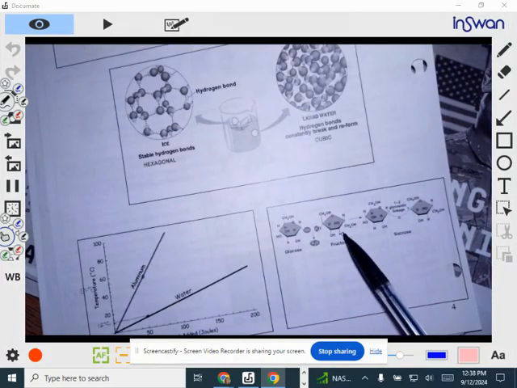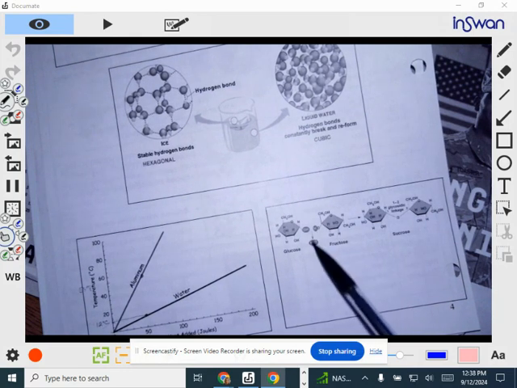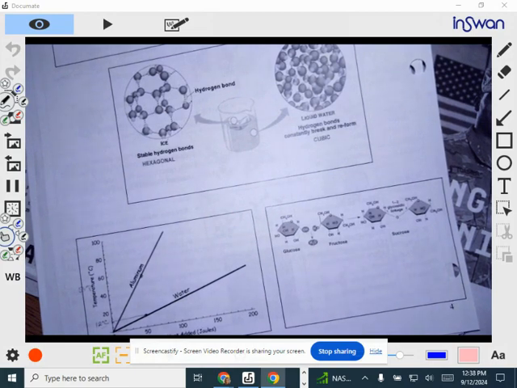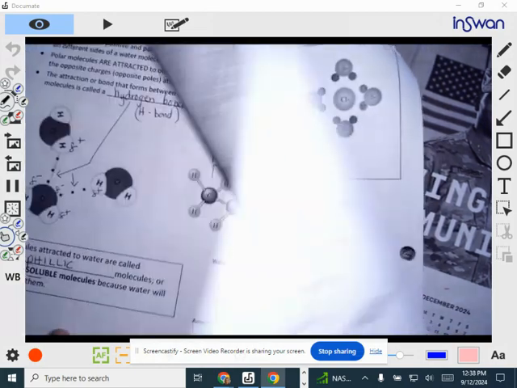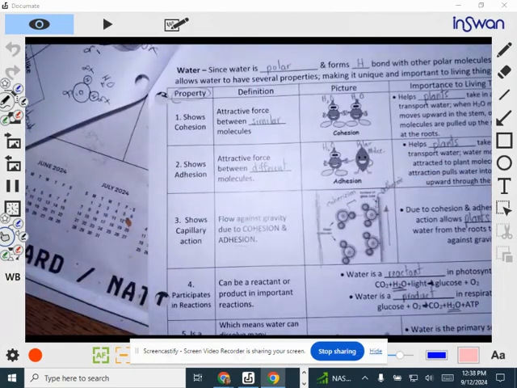And then here's a good example where we have some water right here, and it looks like water is being made. Water is a product in this reaction, so water can participate in reactions. So make sure you know your properties of water. You can define them, you can recognize pictures of the different properties, and you can tell me how they're important to living things.